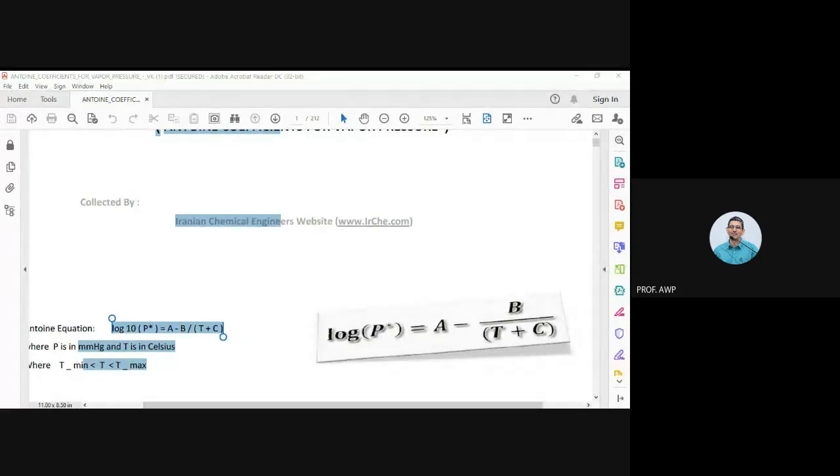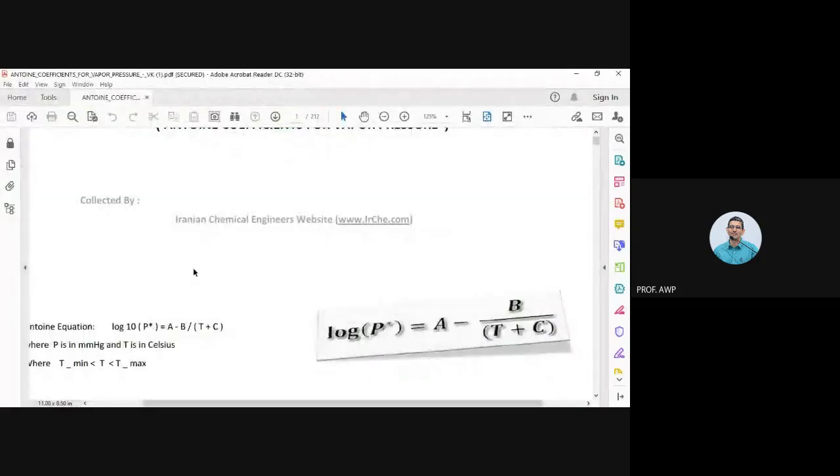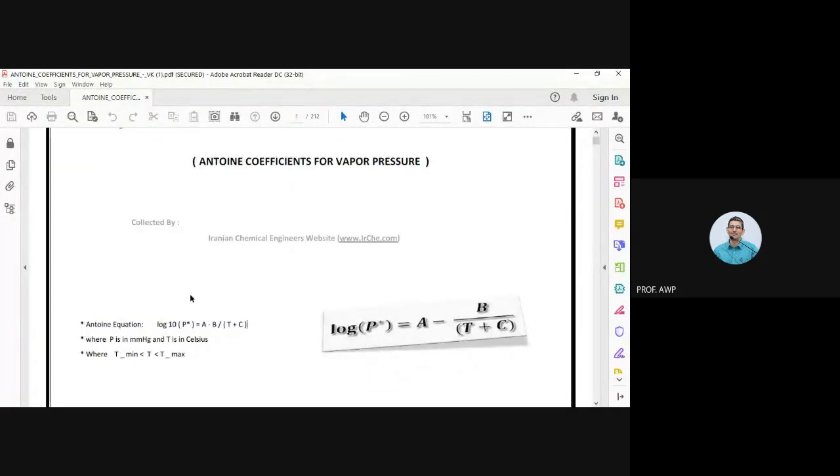So if I am talking about methanol, from this data set, log to the base 10 of vapor pressure in mmHg is equal to A minus B divided by T plus C, and this temperature is in degrees centigrade. So they are telling us that this correlation is with log to the base 10, pressure in mmHg and temperature in Celsius. Do you agree with that? Are you able to see? Yes, sir.